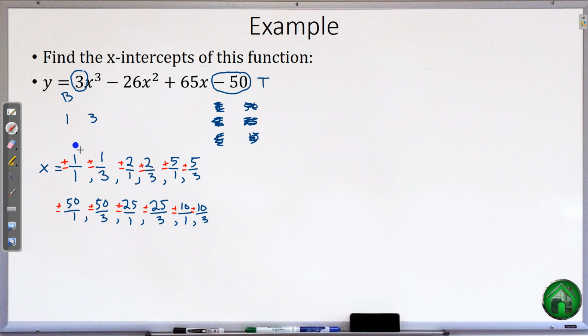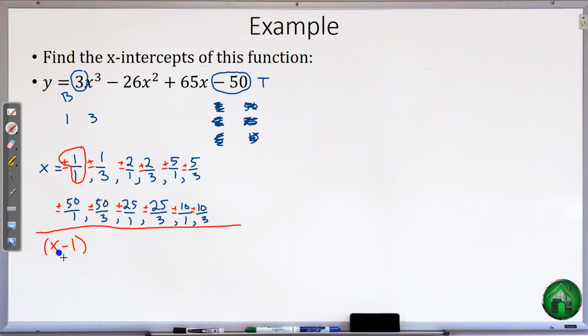So let's pick positive 1 and see if positive 1 works. Now, yes, we could just plug it in, but that's kind of difficult. We actually have a tool that does this very easily. It's called synthetic division. If we think that positive 1 is an x-intercept, that means x minus 1 is a factor. And if it's a factor, we can divide by it.